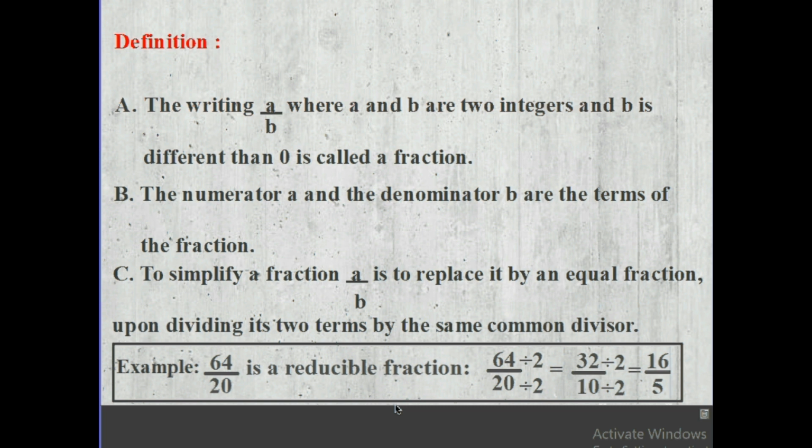32 over 10 is a reducible fraction, since both terms 32 and 10 are even. So divide both terms by 2. The answer is 16 over 5. This fraction is irreducible. 16 and 5 are relatively prime, since 1 is their greatest common divisor.